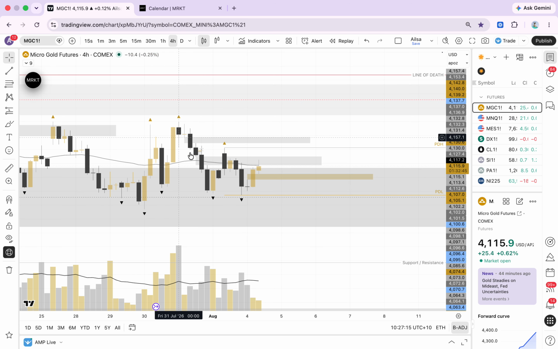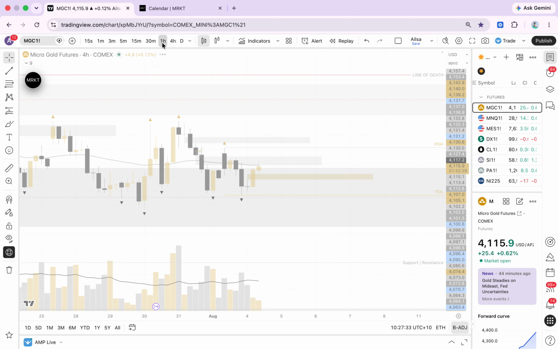We're currently not making any real structure, although this is a lower low. We've made basically equal high, a lower high here. We've made basically equal lows down here. So we're not really making any meaningful structure, and we're just consolidating.